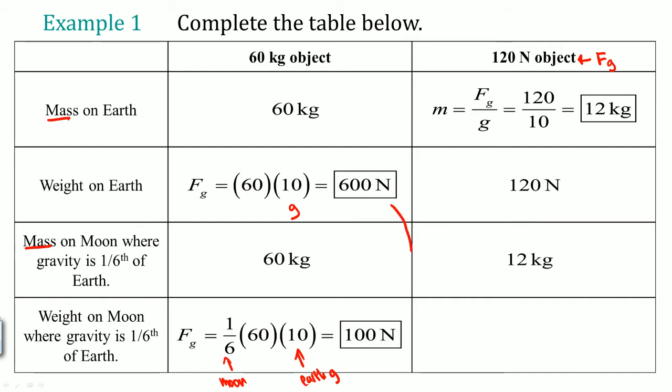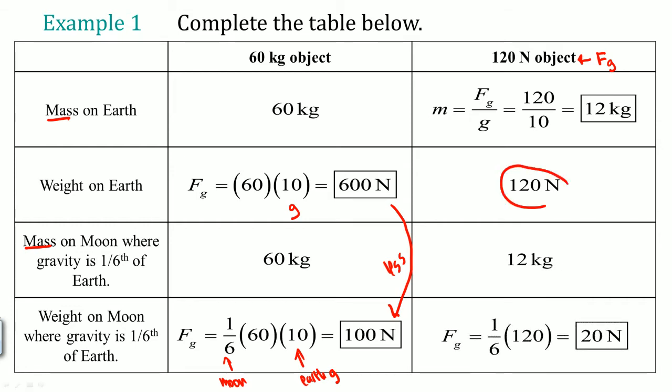Notice right here, the weight or the force of gravity is less because the moon has a smaller gravitational field. Likewise, if you do the same calculation, 1/6 of the 120, it should get you 20 newtons because this object is going to have less weight. It has a less force of gravity on the moon as well. It is 1/6 less.